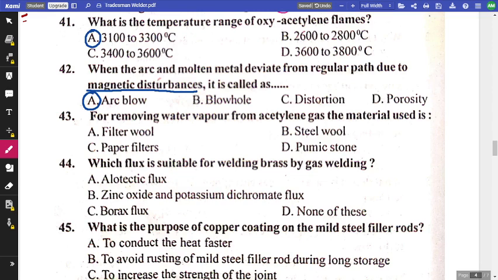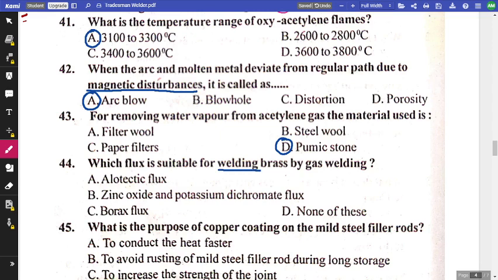For removing water vapor from acetylene gas, the material used is: filter wool, steel wool, paper filters, fuming stone. Filter wool and steel wool cannot be used for removing water, and option D, fuming stone, is used for removing water.